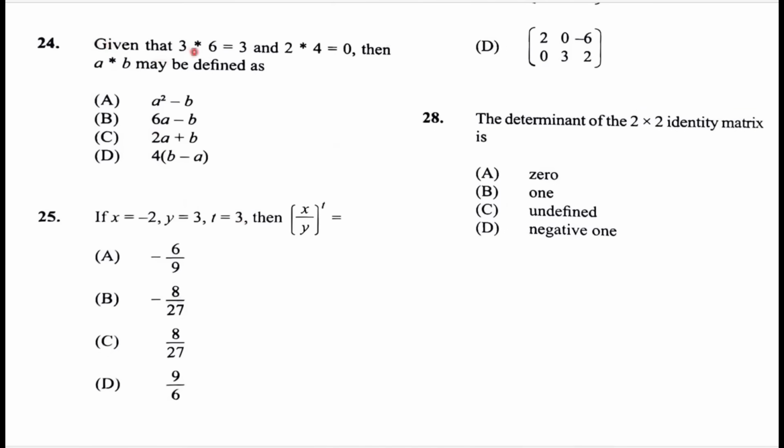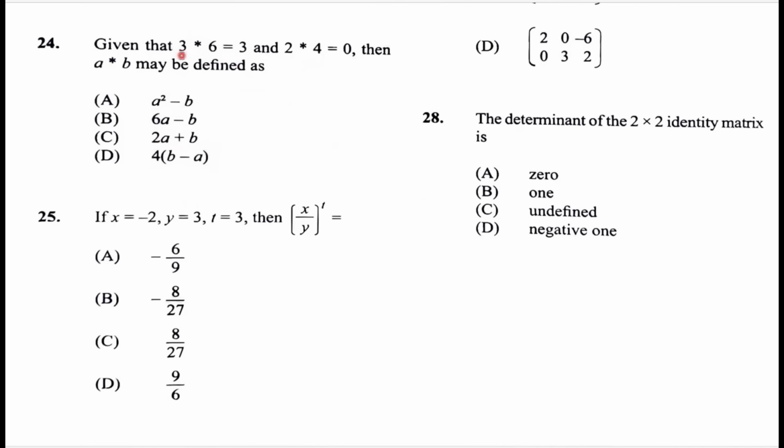24, given that 3 asterisk 6 is 3, 2 asterisk 4 is 0, then A asterisk B is. I can tell you all, with questions like this it's better to try and go through each one and see which one is right than trying to figure it out on your own. So let me just see if I could try this quickly. 4 into b minus a. 6 minus 3 is 3. 4 threes are 12. So I guess this will not work.